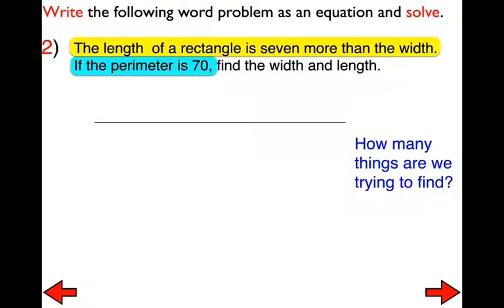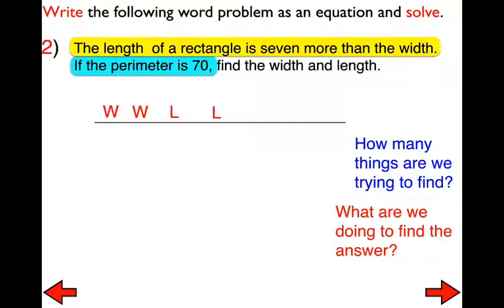So that would make it something like this. A W and a W, an L and an L. And we're adding up all of those sides. That's how we find the perimeter of a rectangle. And so we should have x plus x plus x plus 7 plus x plus 7 equals 70. And the reason why the lengths are x plus 7 is because the length is 7 more than the width.